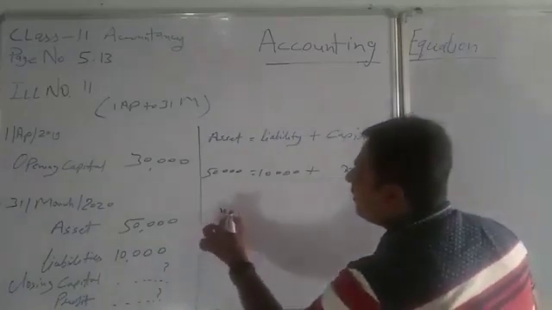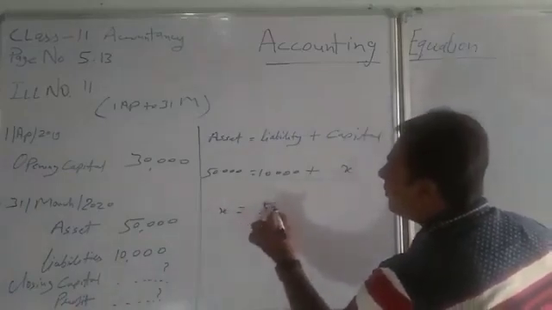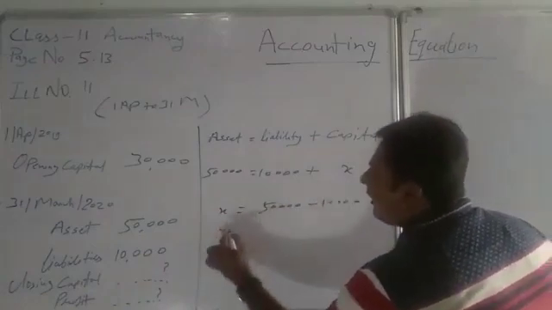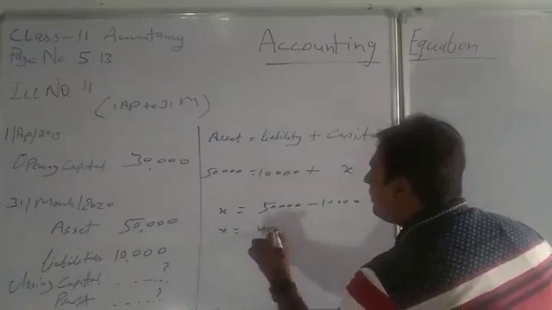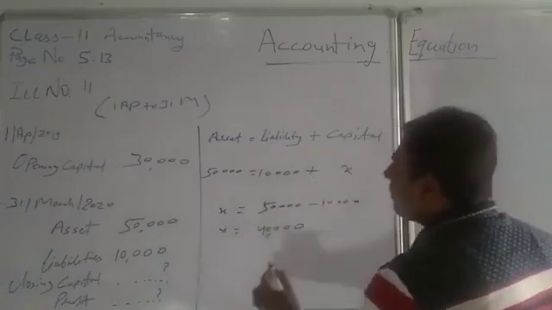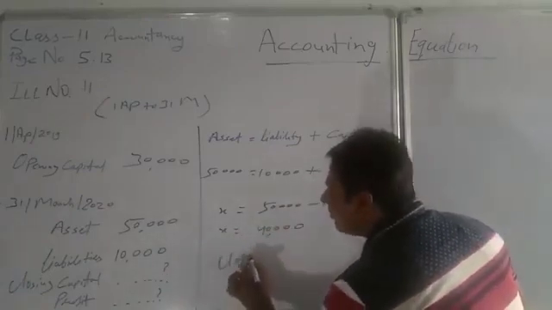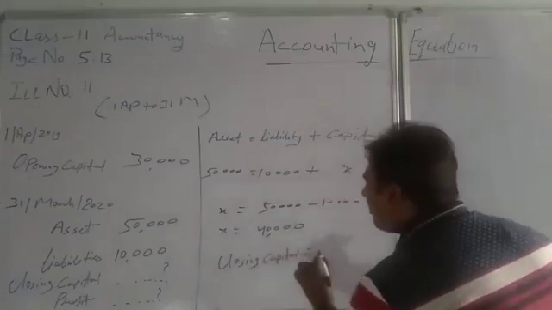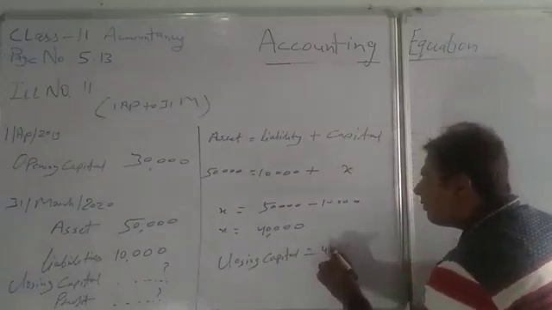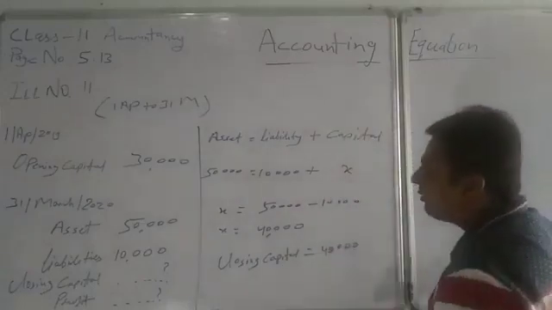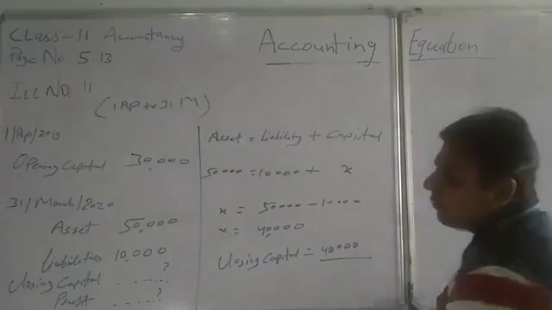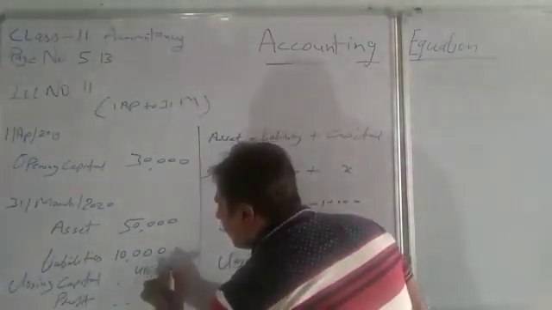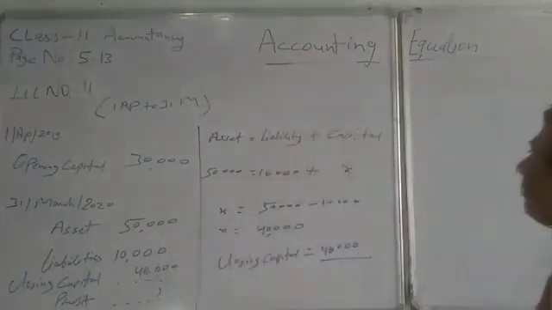So here, how much will it come? 50,000 minus 10,000, X is equal to 40,000. That means our closing capital is 40,000. So here I am writing 40,000 in my closing capital.